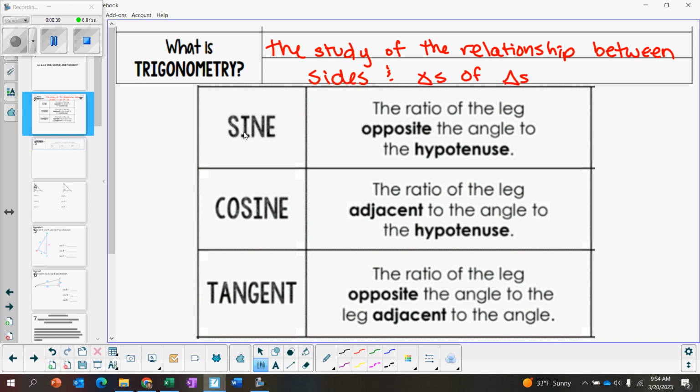Sine, S-I-N-E, we're going to abbreviate SIN, is the ratio of the opposite of the angle to the hypotenuse. Cosine, which we're going to abbreviate to COS, is the ratio of the adjacent to the angle to the hypotenuse. And tangent, we're going to abbreviate to TAN, is the ratio of the opposite of the angle to the adjacent to the angle. So notice we're using opposite, adjacent, and hypotenuse as our three sides.